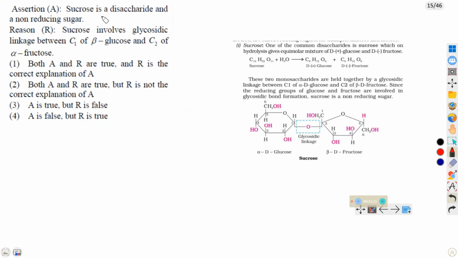Assertion: sucrose is a disaccharide and non-reducing sugar. Correct. Reason: sucrose involves glycosidic linkage between C1 of beta D glucose, not C1 of beta D glucose, C1 of alpha D glucose, C2 of alpha fructose. Wrong. Assertion true, reason false.